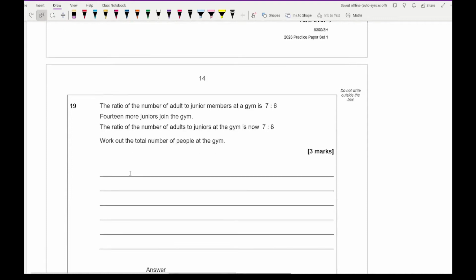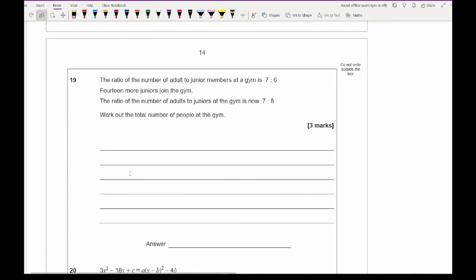Moving on to question 19, it says that the ratio of the number of adults to junior members at a gym is 7 to 6. 14 more juniors join the gym. The ratio of the number of adults to juniors at the gym is now 7 to 8. Work out the total number of people in the gym. So looking at this, if we compare the difference, so we know that the difference is 6 to 8. So that means that there's 2 parts equals 14 people. So that means then that one part is going to equal 7.